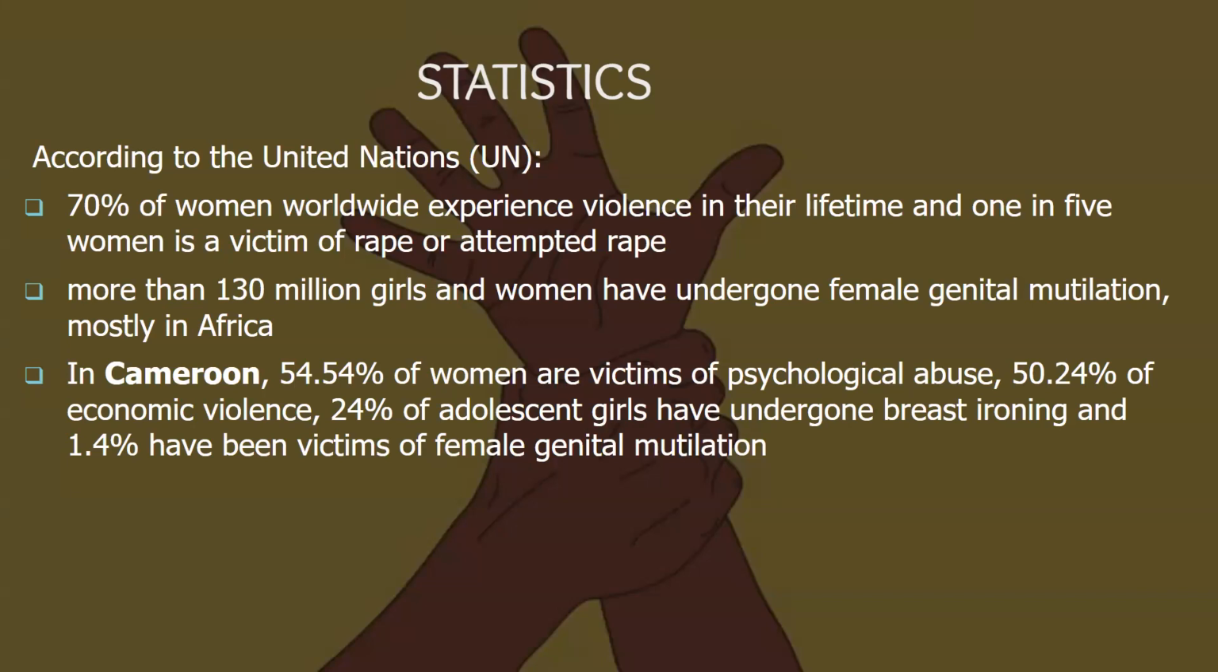According to the United Nations, 70% of women worldwide experience violence in their lifetime, and 1 in 5 women is a victim of rape or attempted rape. More than 130 million girls and women have undergone female genital mutilation, mostly in Africa. In Cameroon, 54.54% of women are victims of psychological abuse, 50.24% of economic violence, 24% of adolescent girls have undergone breast ironing, and 1.4% have been victims of female genital mutilation. Next slide, please.